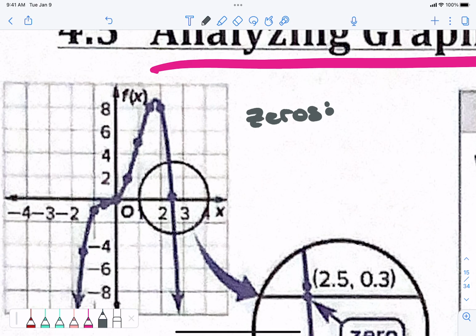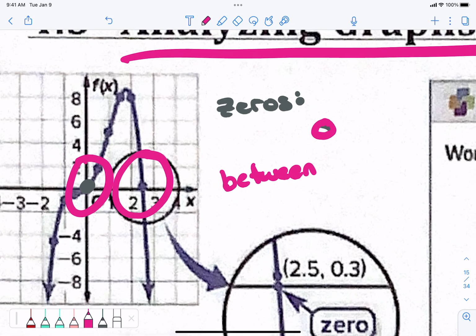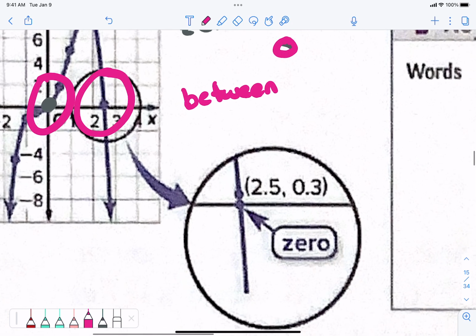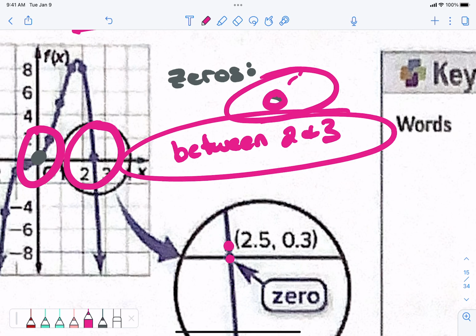How many zeros does this thing have? Two. One of them is nice. It occurs at 0, right here, touching right at 0. This one is not touching nicely. So when it doesn't touch nicely, we say between. We don't know exactly that it's at 2.5. In fact, I know it's not at 2.5 because 2.5 is right here, so it's a little further. We would say between 2 and 3. So we have a zero at 0, and a zero between 2 and 3. Those are my two zeros.